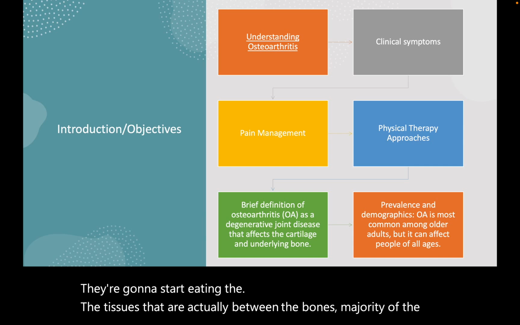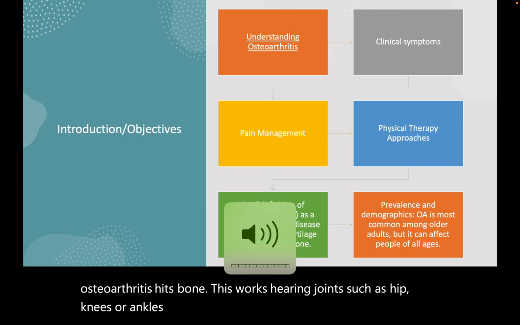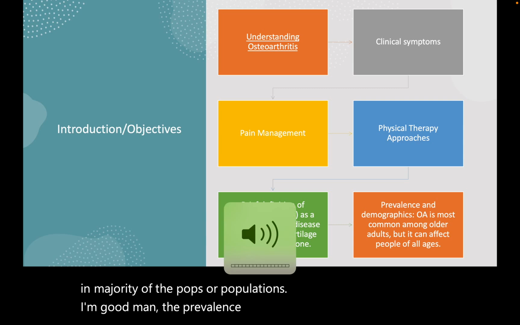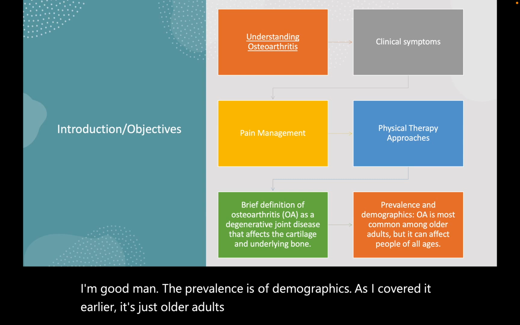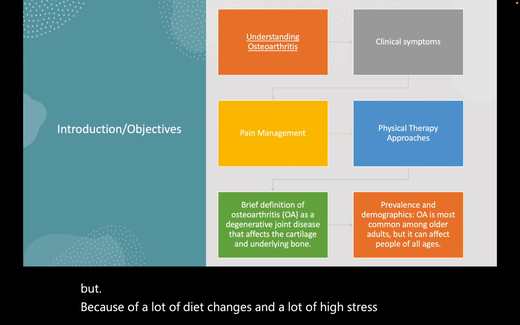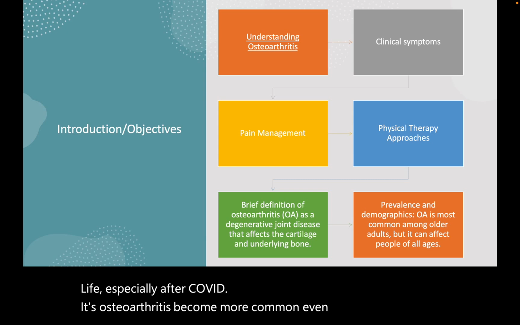The majority of osteoarthritis hits weight-bearing joints such as the hips, knees, or ankles in most populations. As far as demographics, as I covered earlier, older adults will definitely have osteoarthritis at some point in their lives, but because of a lot of diet changes and a lot of high stress in our life, especially after COVID, osteoarthritis has become more common even in younger adults.